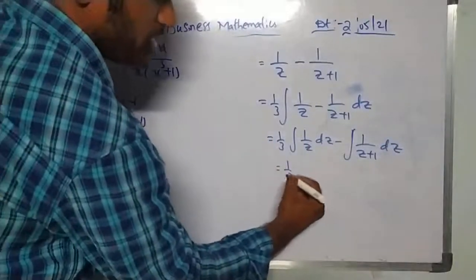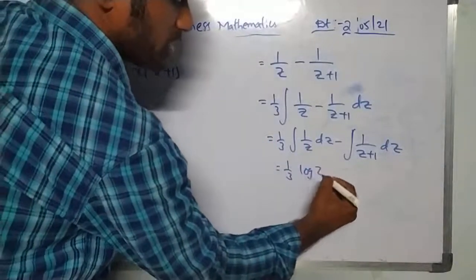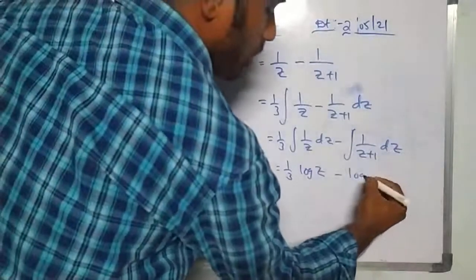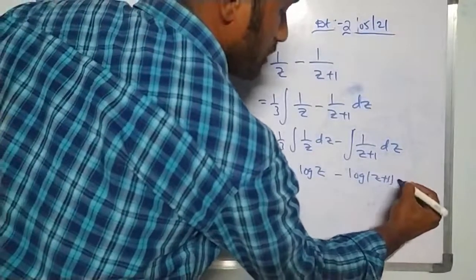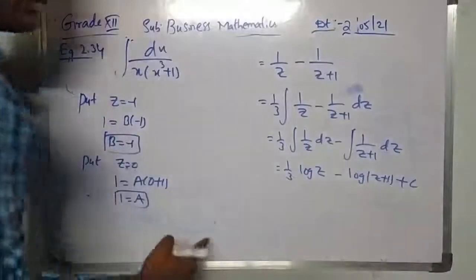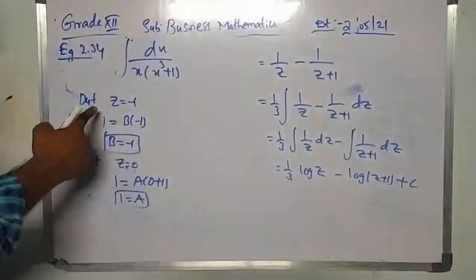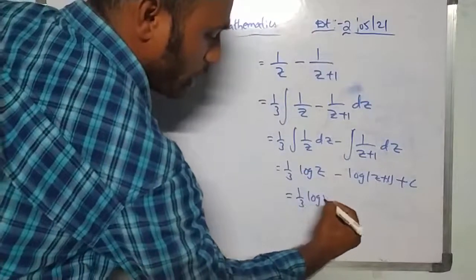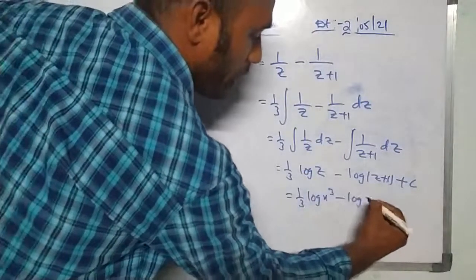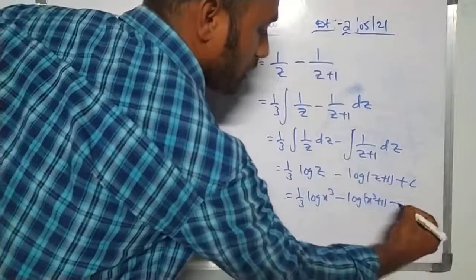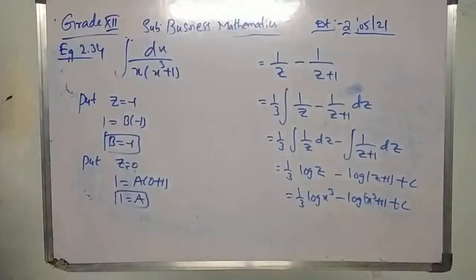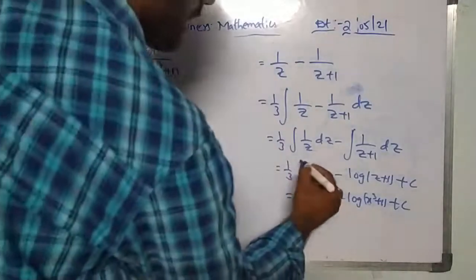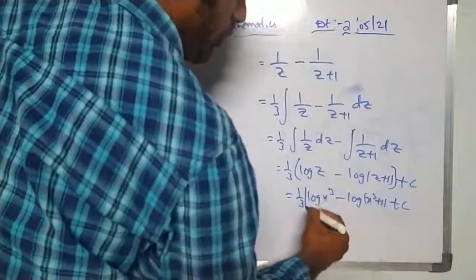So 1 by 3 integral of 1 by z is log z minus log of z plus 1 plus c. So already we have assumed z as x cube. So we will replace it now. 1 by 3 log x cube minus log of x cube plus 1 plus c. This will come under bracket. Why? Because 1 by 3 is there for all.